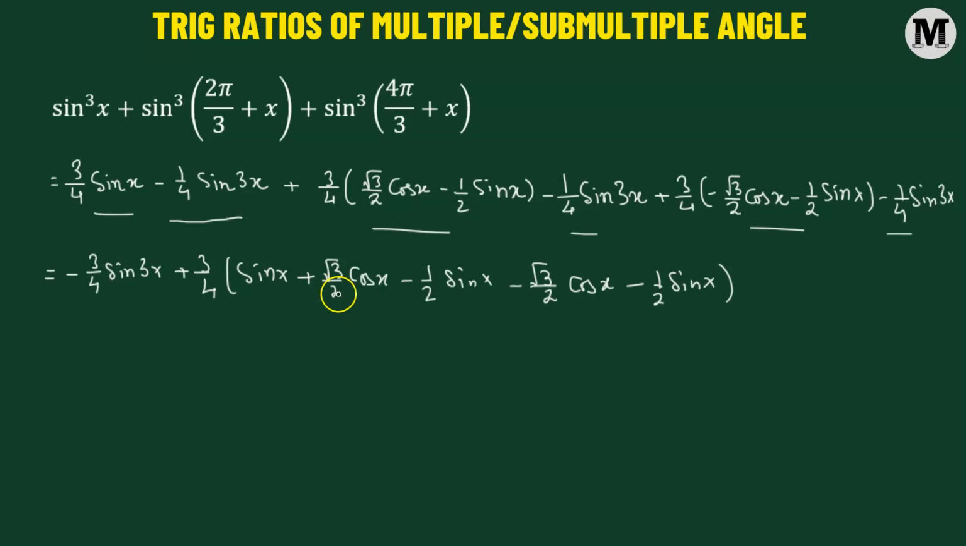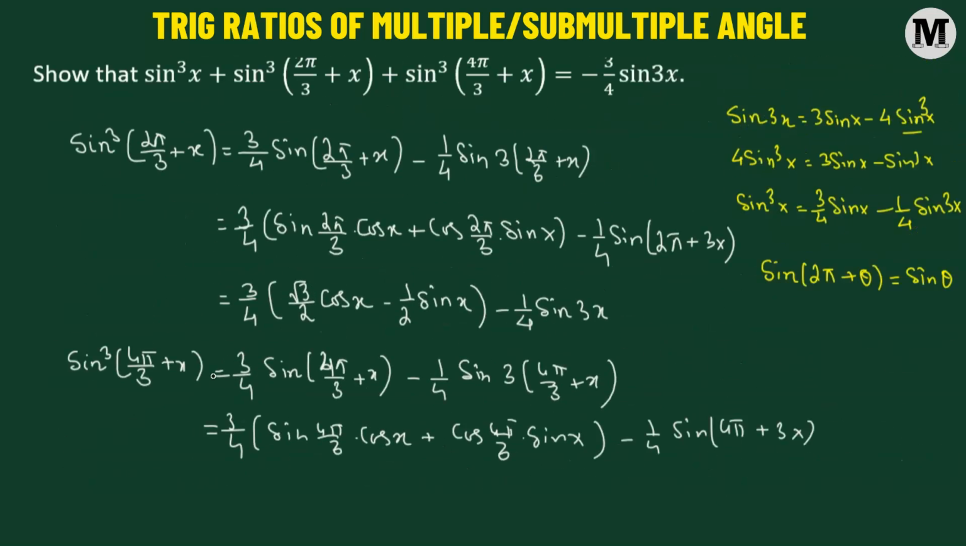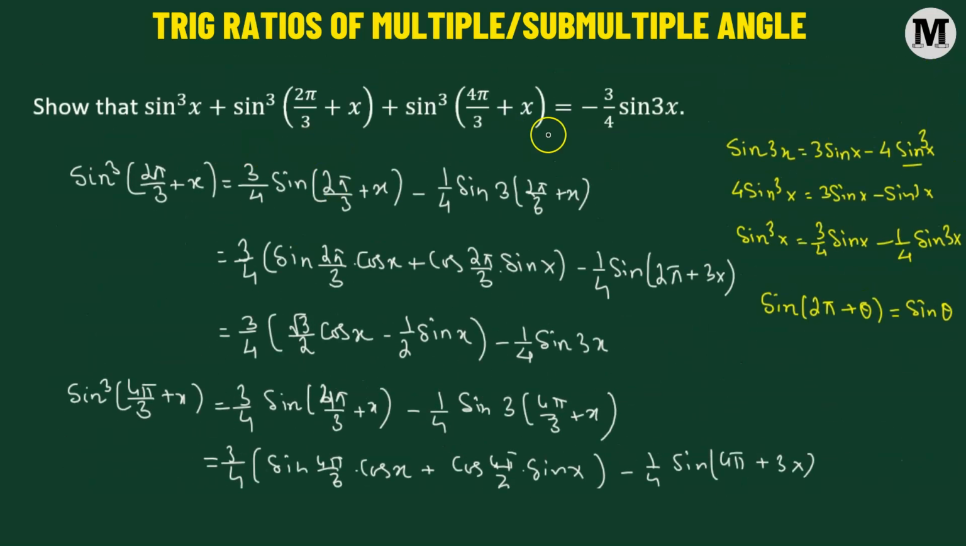Now, square root of 3 over 2 times cosine x gets cancelled out. Similarly, sine x minus half sine x and minus half sine x also cancels out. So that means this entire term will be equal to 0. And finally, we are left with negative 3 over 4 times sine 3x. And this is the expression on the right hand side. So we have proved the problem.